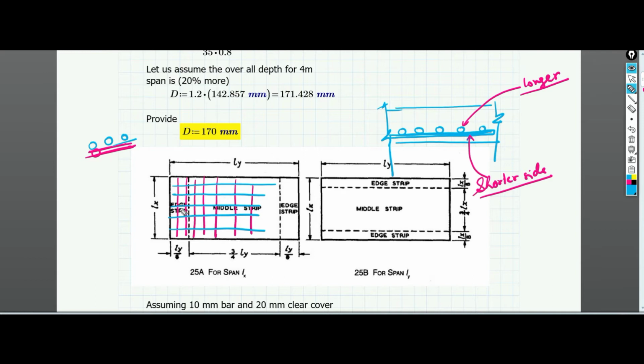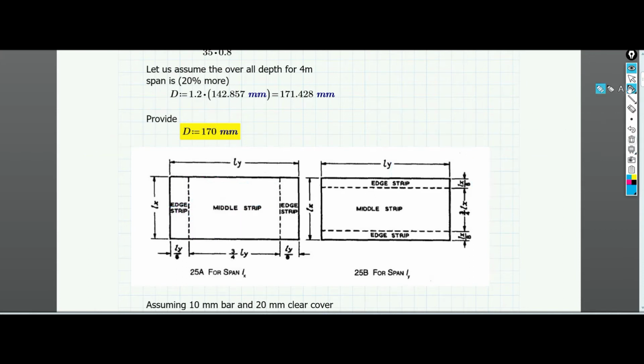Okay, so the reinforcement at the lower level will be in the shorter side, and the top layer will be in the longer side. Clear? That is something you need to remember. Actually, there is a reason behind this.